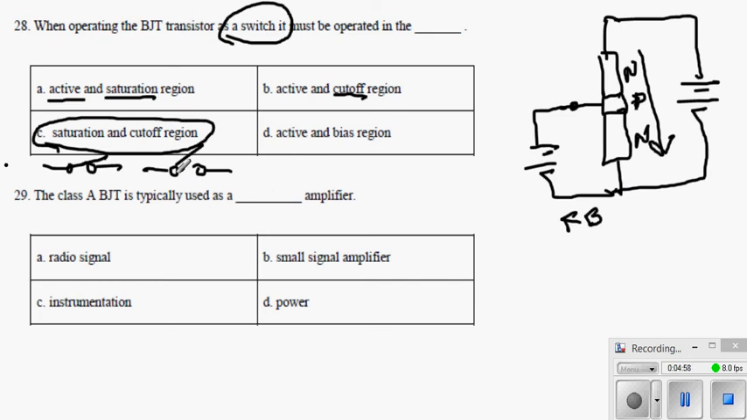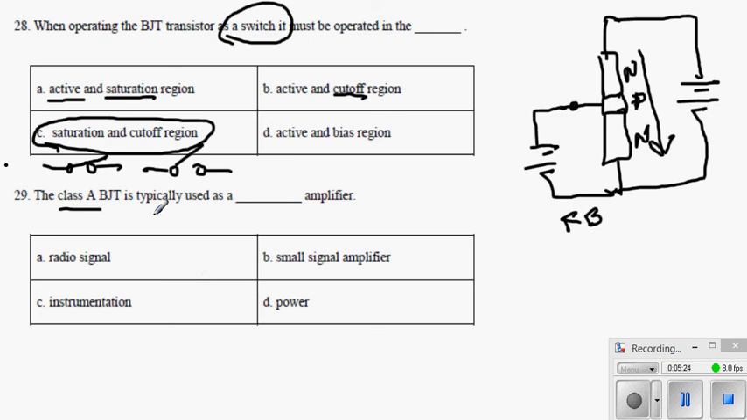But in the cutoff region, the voltage from here will directly be applied across here, and there will be very little current flowing through, which means it acts like an open circuit. So those are the two regions for using the transistor as a switch.